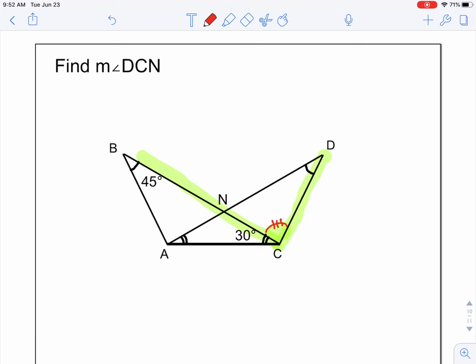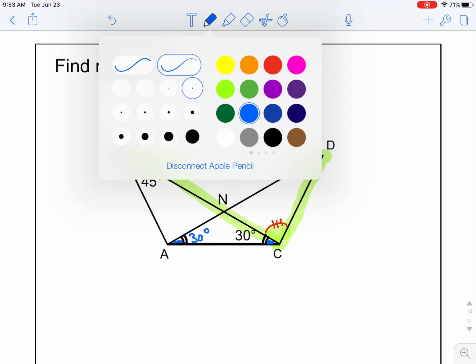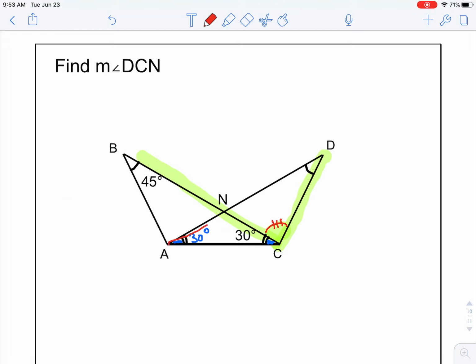Well, we have a 30-degree angle, and this angle right here is also marked with 2 tick marks. Notice these 2 angles are marked the same with those 2 swoosh marks or tick marks. So that makes this angle 30 degrees. Now, if we look at this large triangle right here, we know that one of the angles is 30, and this angle D right here is also marked, so B and D are congruent by the way they're marked, so this is 45 degrees.